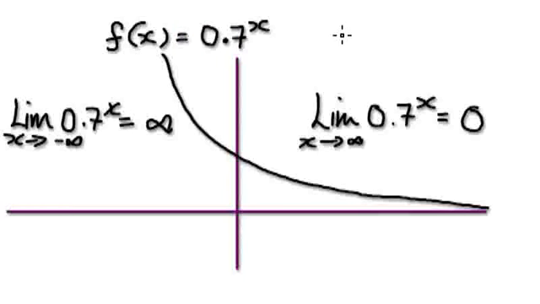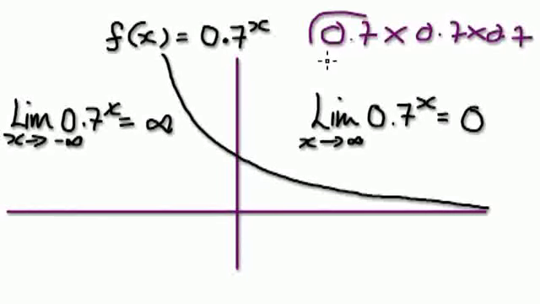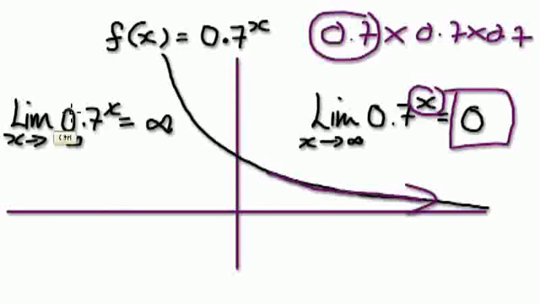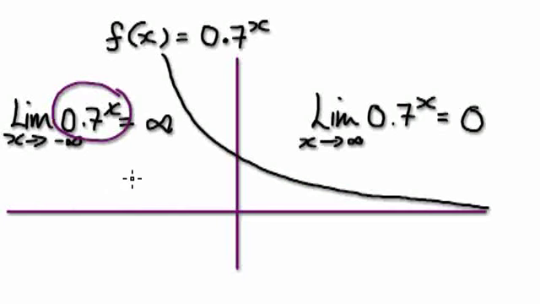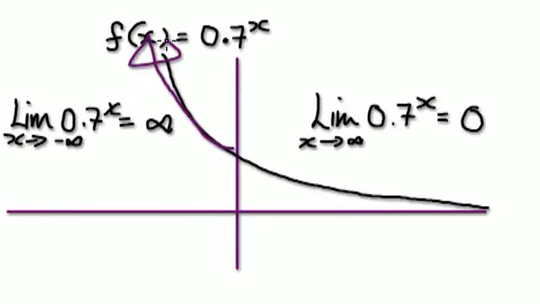Okay, and then if you look at this function here, where this base is 0.7, whenever you have 0.7 times 0.7 times 0.7, every time you multiply it by itself, it gets smaller and smaller and smaller. So as x heads towards infinity, the limit will be 0. And on this side, the limit as x tends to negative infinity will head towards positive infinity.